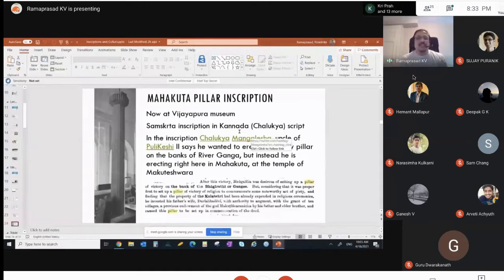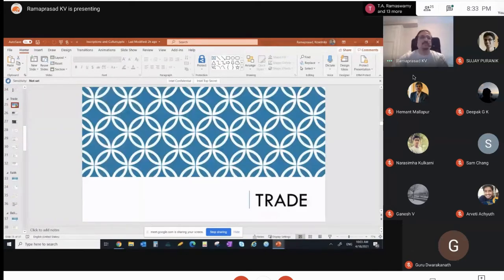So on this inscription, he talks about how he wanted to build this victory tower on the bank of the Bhagirathi, but then he has some reason, because his stepmother had done a good thing of building a temple. Then he says, I'm going to build this victory tower right here at Mahakuta instead of erecting it next to the Bhagirathi. So it just tells that some of these beliefs, this Kashi Yatre maybe or Ganga Snana, have been part of our lives for a very, very long time.